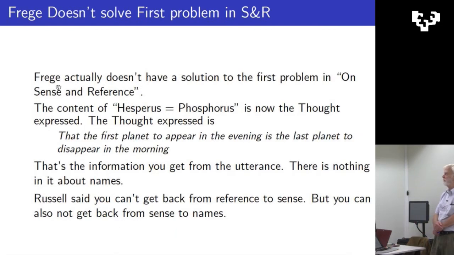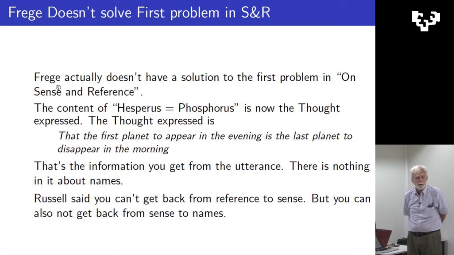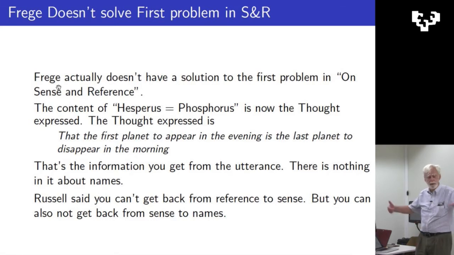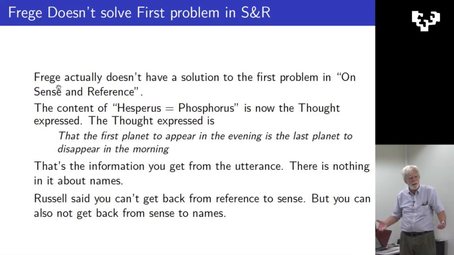The content of Hesperus is Phosphorus in On Sense and Reference is now a thought with a capital T, a Gedanken, not an episode in the mind, but an entity in the third realm of abstract objects. Often translated as proposition, but the word proposition is almost always misleading. So I'm just going to call it the thought with a capital T. And the thought expressed is made up of the senses of the names. So the thought expressed is that the first planet to appear in the evening is the last planet to disappear in the morning. Now that thought gives you no information about names.